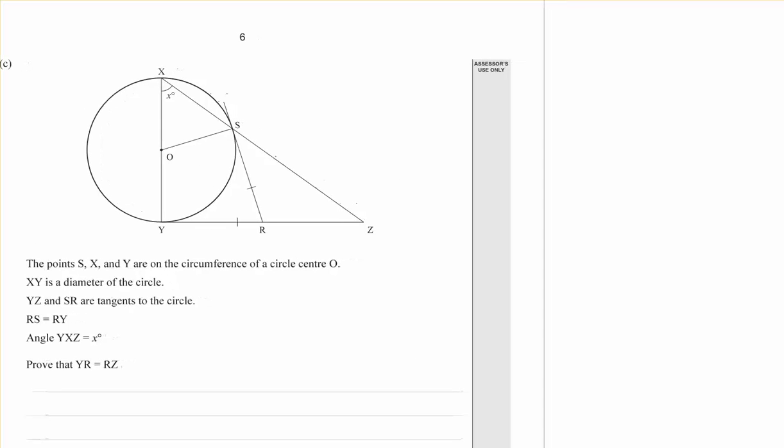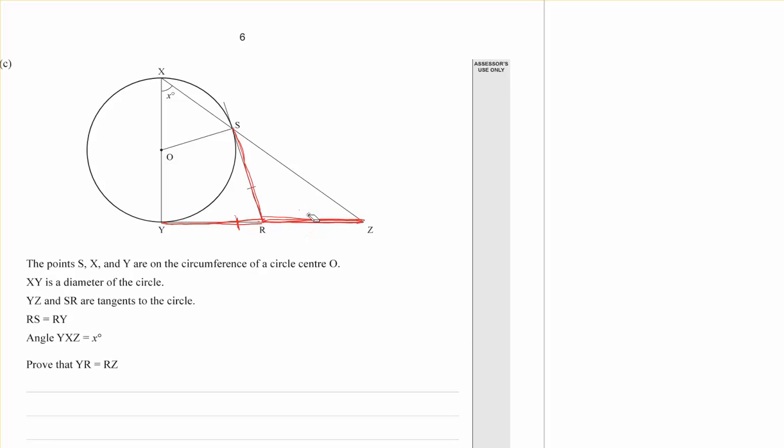Right, there's one more problem on this question, quite a complicated one, so we'll just take our time reading the question. Prove that YR equals RZ. Right, we want to prove those two things are equal. Quite tricky. What would be easier to do actually is to prove that SR and RZ are equal. If I could show that those two were equal, then that would mean I could put a blip on RZ, which would mean it's the same as RY.